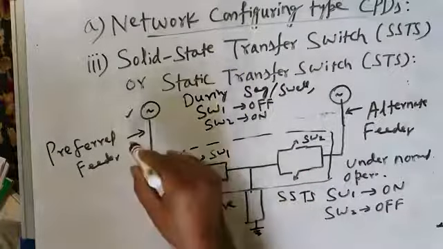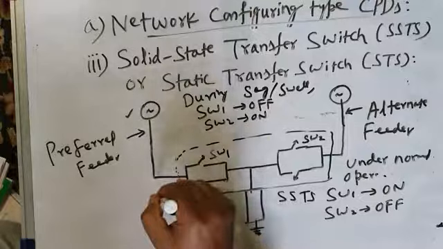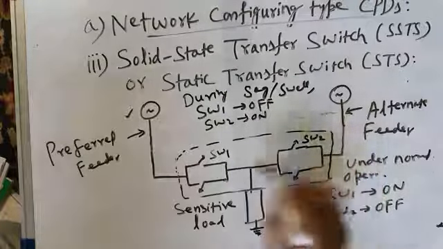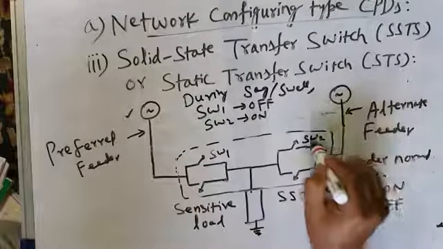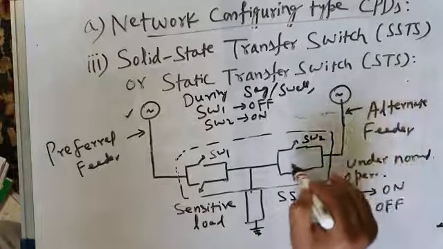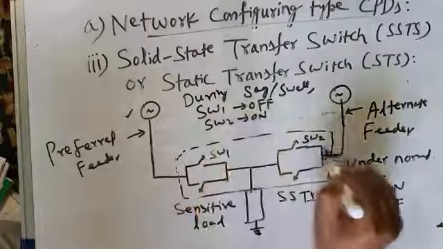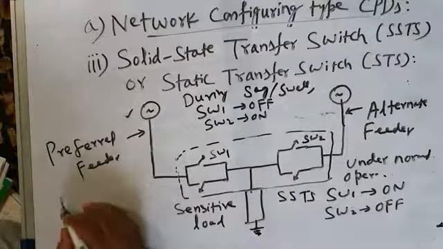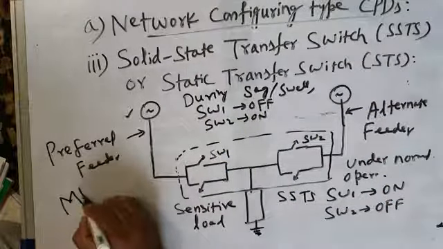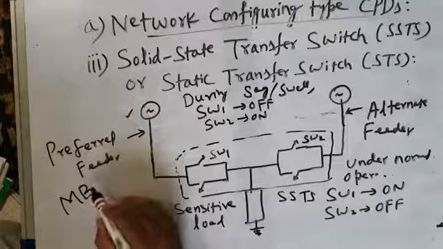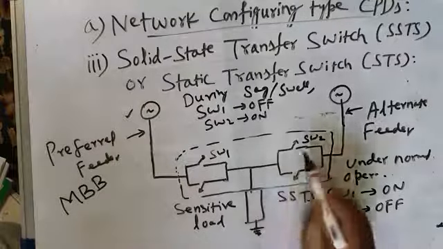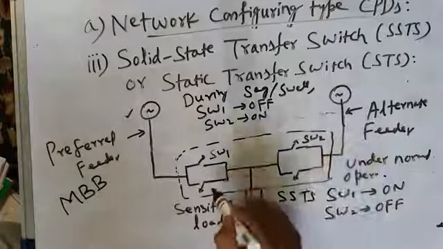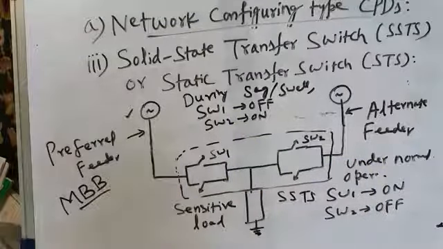But as soon as voltage sag or swell is there on this preferred feeder, first this is not turned off, first this switch is turned on, so that the alternate feeder is on, and then this switch is turned off. This is called make before break, MBB. I mean, you are making this switch before breaking this switch, MBB, make before break. But this is about sag.